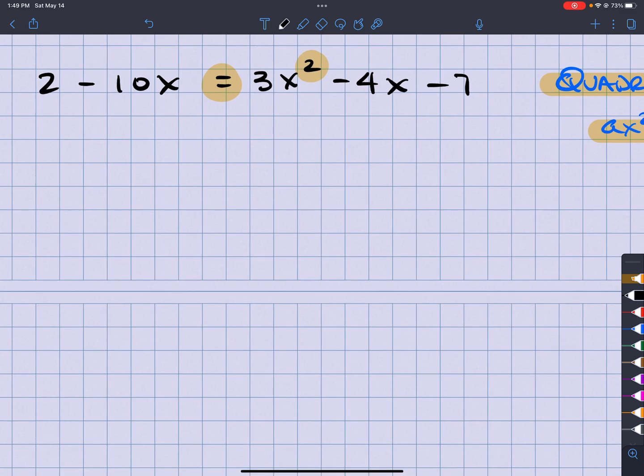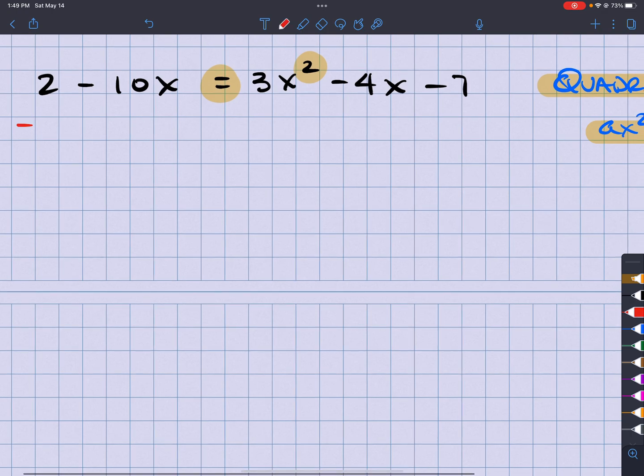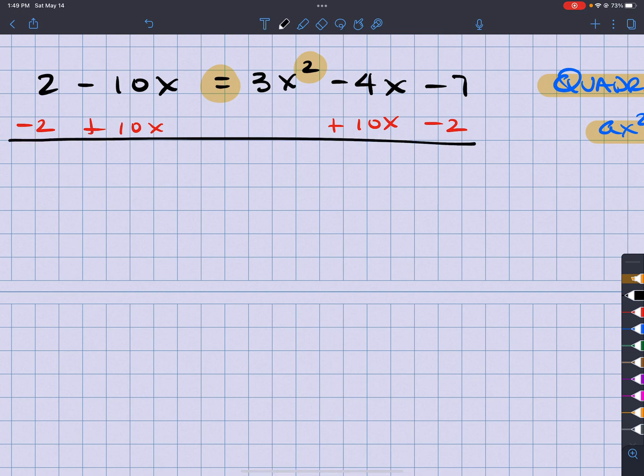So I want to bring everything over to the right side. So I need to subtract that 2. And I also have to add this 10x. All right, so what do I have left? So over on the left side, I'm going to have a 0, and that's going to equal to the 3x squared plus the 6x minus 9.